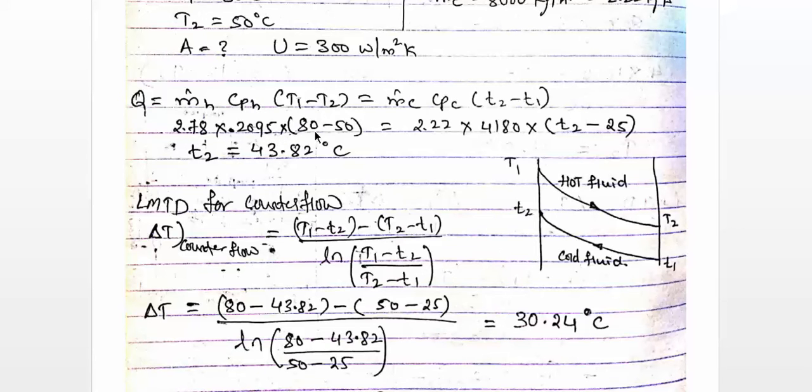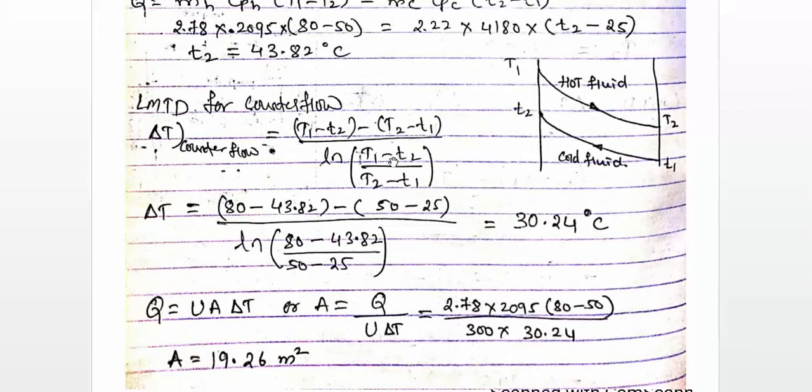So the difference of the temperature, 80 minus 50, is equal to 2.22, the mass flow rate of the cold fluid, multiplied by the specific heat of the water, multiplied by T2 minus 25. 25 is the inlet temperature of the cold fluid. So equate these two equations and calculate the value of T2. T2 is the exit temperature, it is 42.82 degrees Celsius.